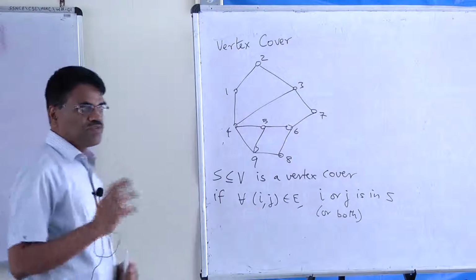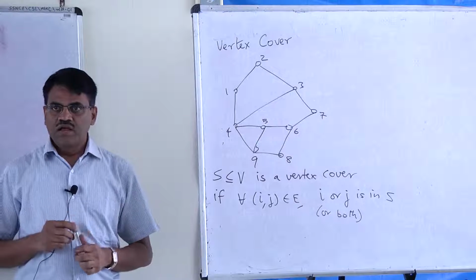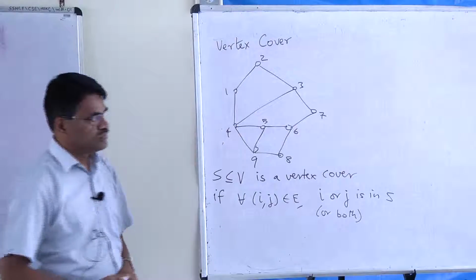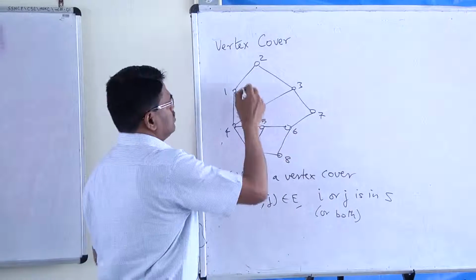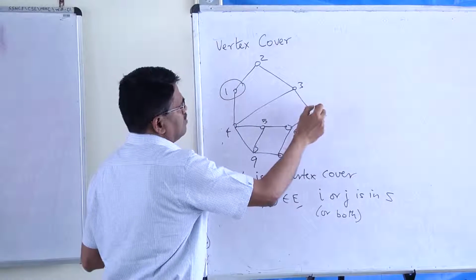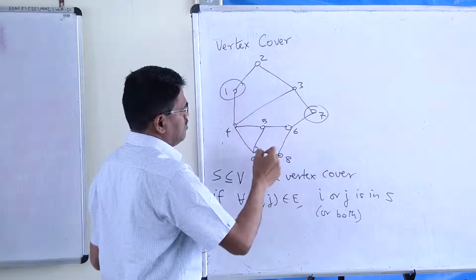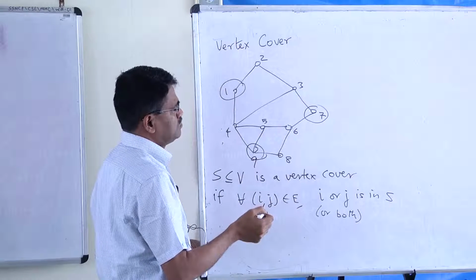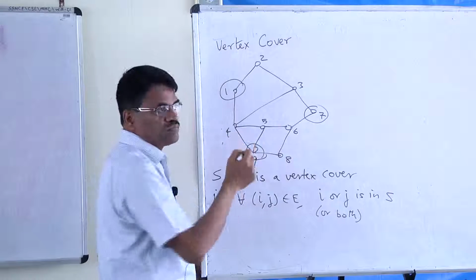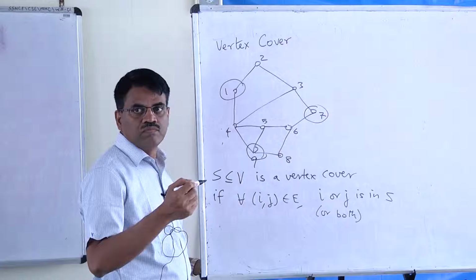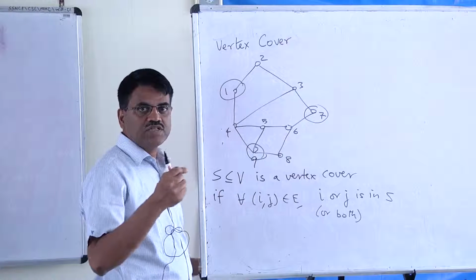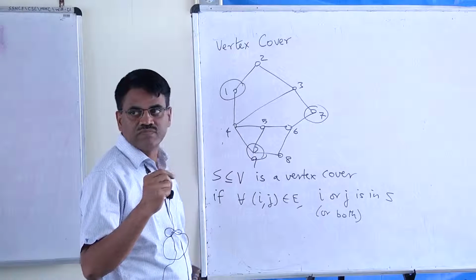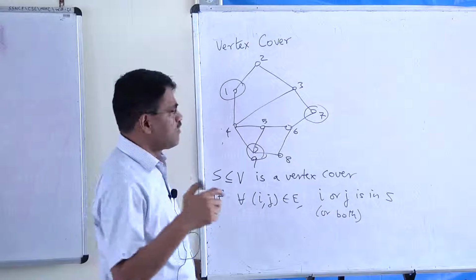So I want to pick a subset of vertices such that for every edge, at least one endpoint is in this subset. Okay. So here is an example. Is this a vertex cover? Yes? No? For every edge, at least one of the endpoints must be circled. Then it's a vertex cover. Is it a vertex cover? Yeah. So 3, 4 is not.